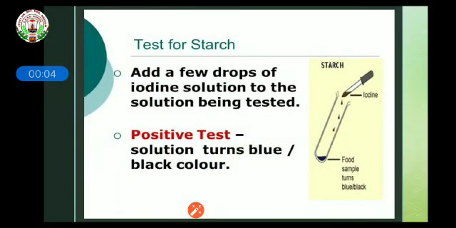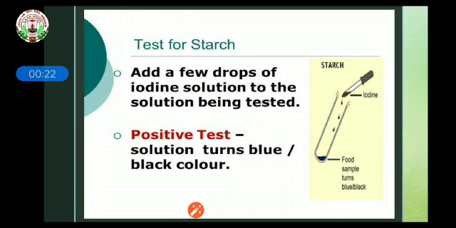Let's continue our second chapter, Components of Food. In the previous classes, we already discussed fats, nutrients, and carbohydrates, cellulose, starch, and sugar. Today, we are going to start the test for starch and test for sugar or glucose.